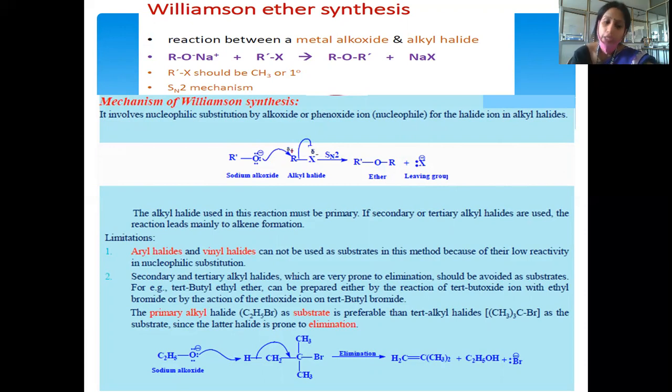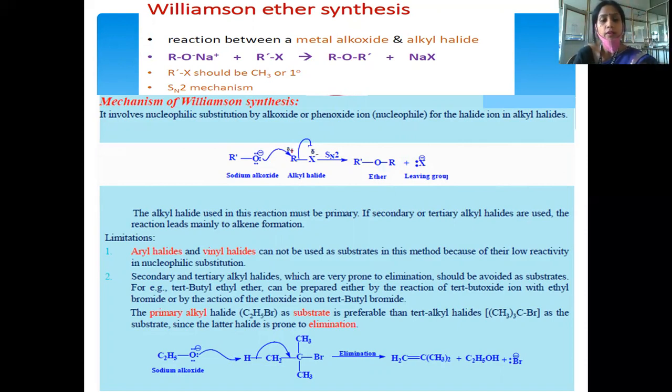Now, there are certain limitations to this reaction. First is that aryl and vinyl halides cannot be used as substrate in this method. Why? Because they are less reactive. Secondly, what is the necessary condition is also a limitation of this reaction, that secondary and tertiary alkyl halides, which are very prone to elimination and give alkene, should be avoided as substrate.